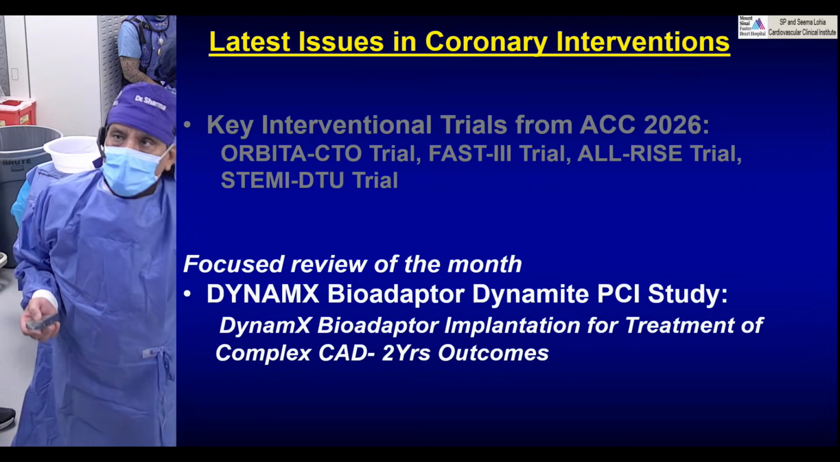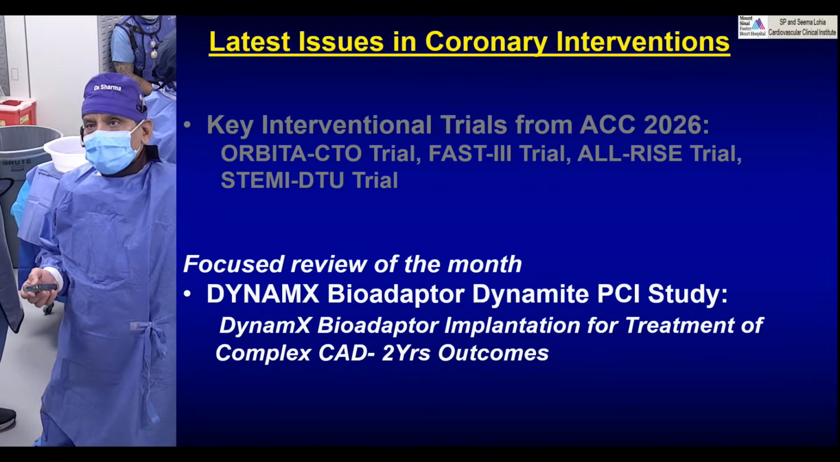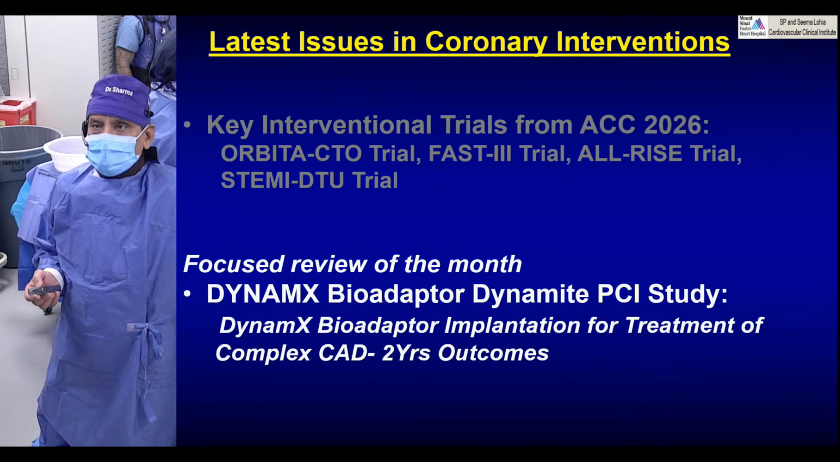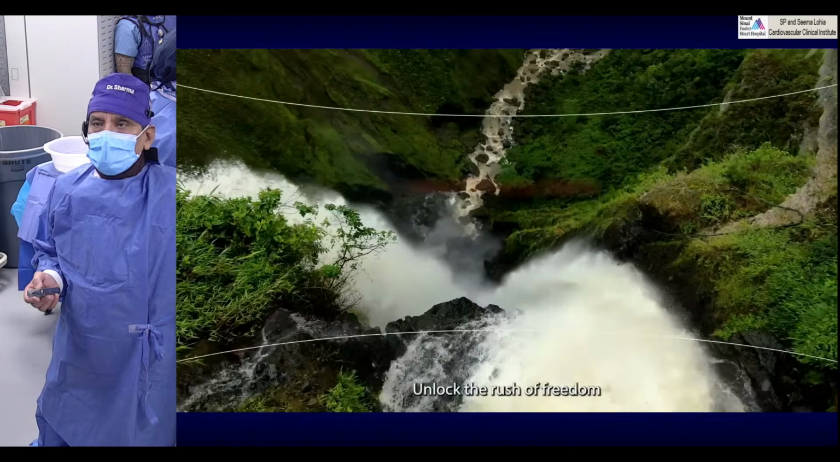Then the focus review is the Dynamax Bioadapter DYNAMITE PCI study, Dynamax Bioadapter implantation, which I have shown, and now we have shown it in the trial.